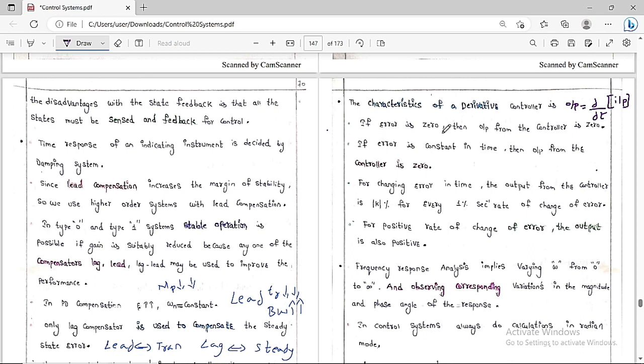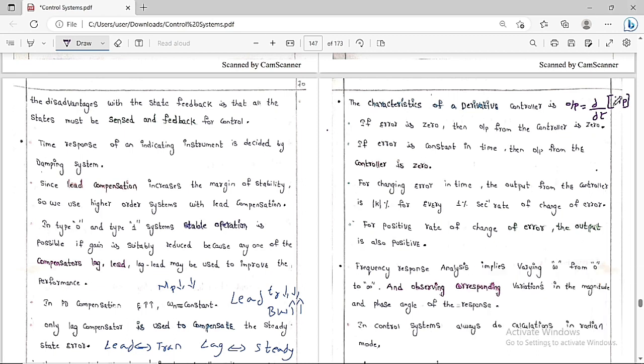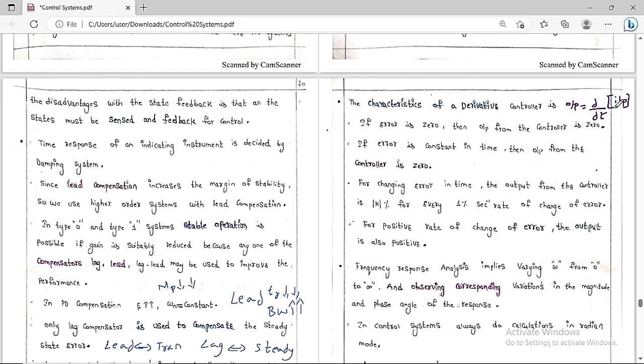So if the error is 0, meaning the input is 0, then the output from the controller is 0, because the derivative of 0 is equal to 0. Input is nothing but error. If the error is constant in time, then the output from the controller is 0, because the derivative of a constant term is equal to 0. So whenever the input is constant with respect to time, the output is 0.